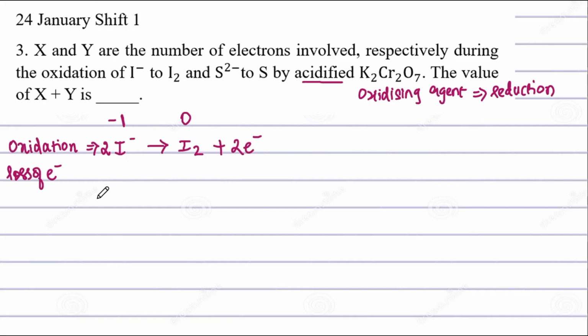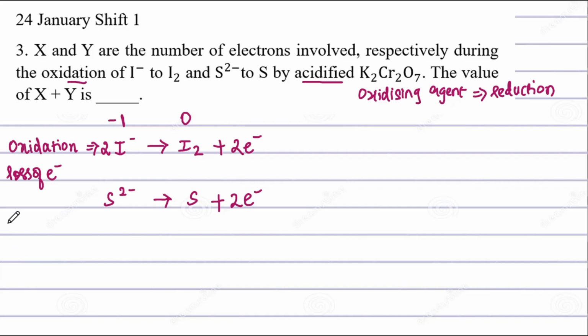Now let us see the oxidation of S2 minus. S2 minus is converted to sulfur. So this is also oxidation, as it is already mentioned in the question. Now see the charge. From 2 minus, it is converted to 0. So what is the difference? 2 electrons. So as it is loss of electron, you have to write that here. So totally, iodide ion loses 2 electrons, and S2 minus sulfide ion also loses 2 electrons.